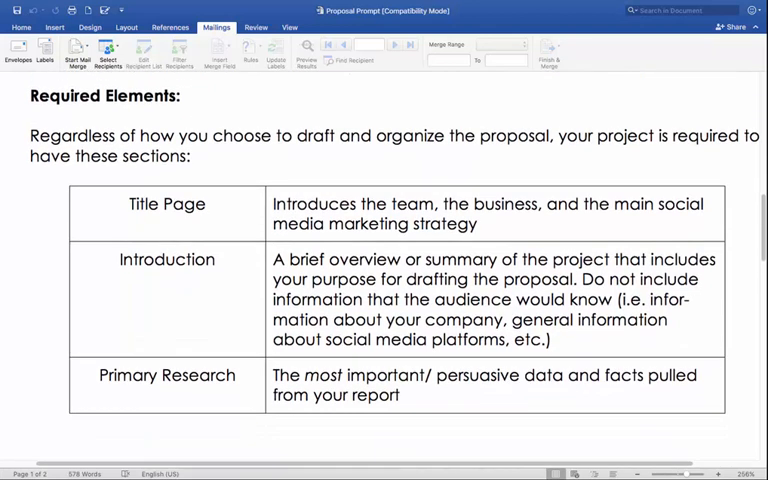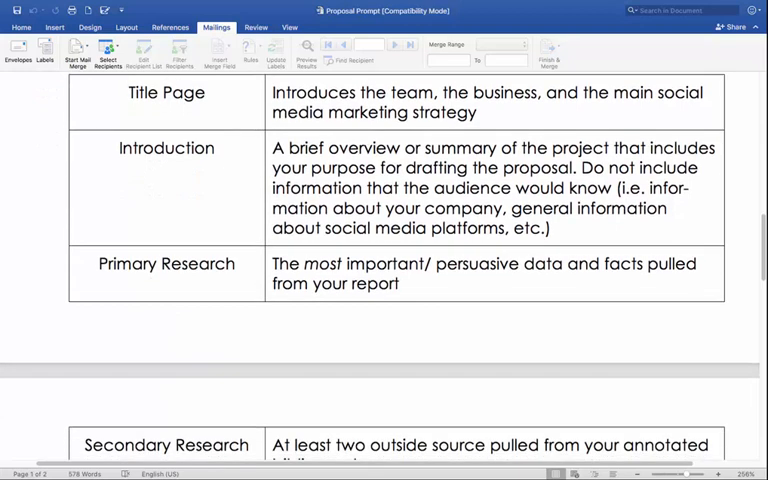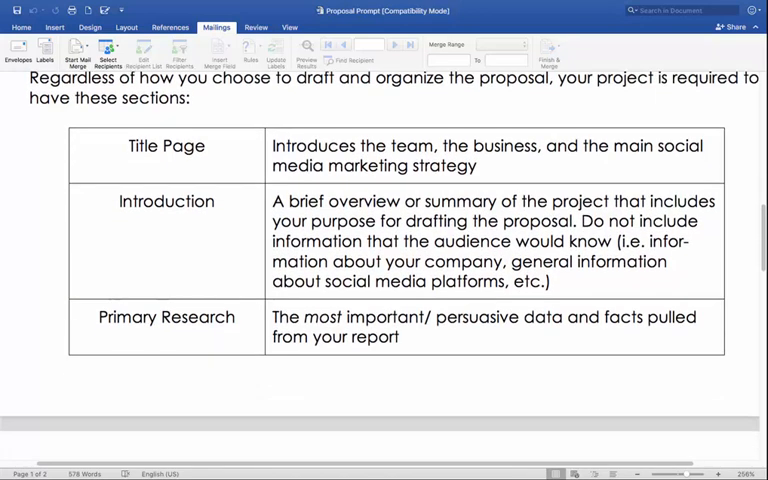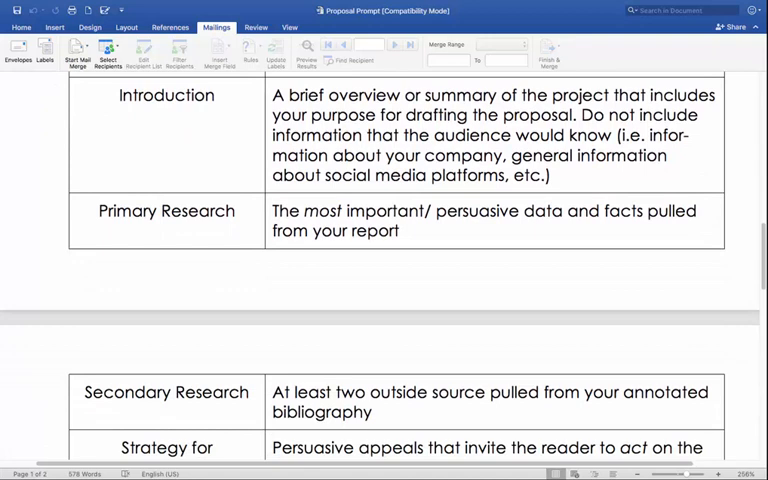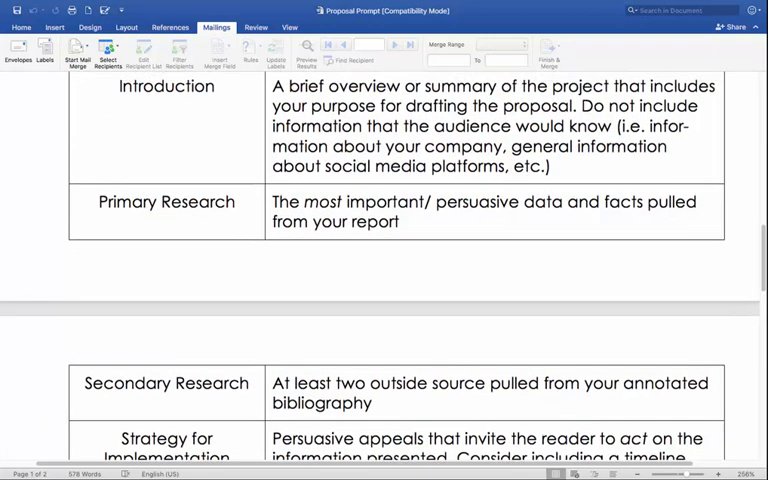So no matter what you have in your proposal and no matter what your course of action is that you're advocating, you're going to have these sections. And I've done this to kind of help you along a little bit. These are sections that should help you to organize and draft your proposal. So you're going to have a title page. You're going to have an introduction where you summarize your project and your purpose and follow the genre pattern, obviously.